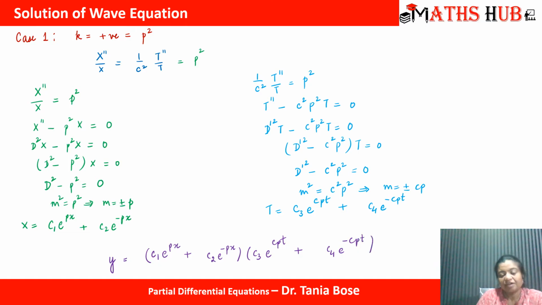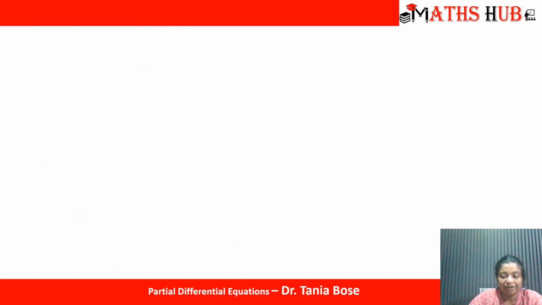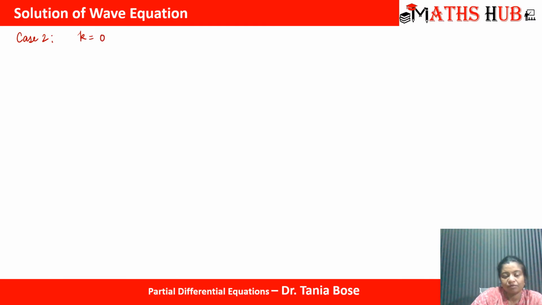Now, as I told you, according to the physical nature of the problem, the solution must contain some trigonometric functions. But you can see that there is no trigonometric function, and hence we will reject this solution. That means k equal to positive will not work for wave equation. Right? So now similarly, we will do the second case, case number 2, when k takes value 0.